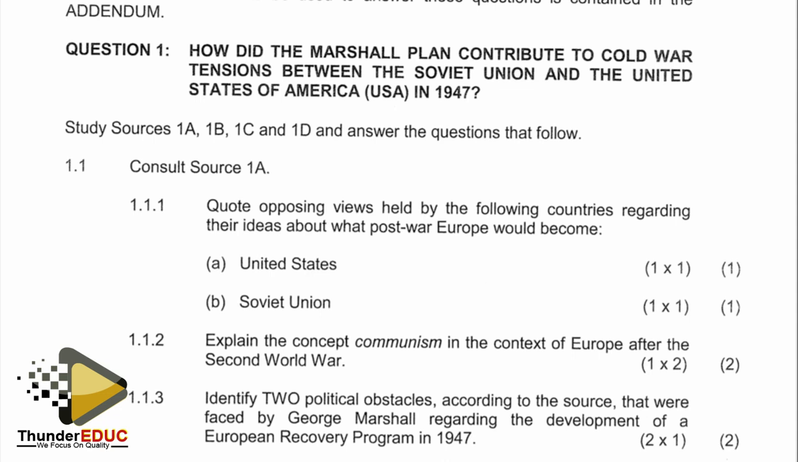Right, let's go to our question. The question is saying, quote, opposing views held by the following countries regarding their ideas about what post-war Europe would become. We're looking at A, the United States, and B, the Soviet Union. What was their perception of post-war Europe? How did they perceive Europe after the war? Right, if we go to our source, we will extract our responses from the source.